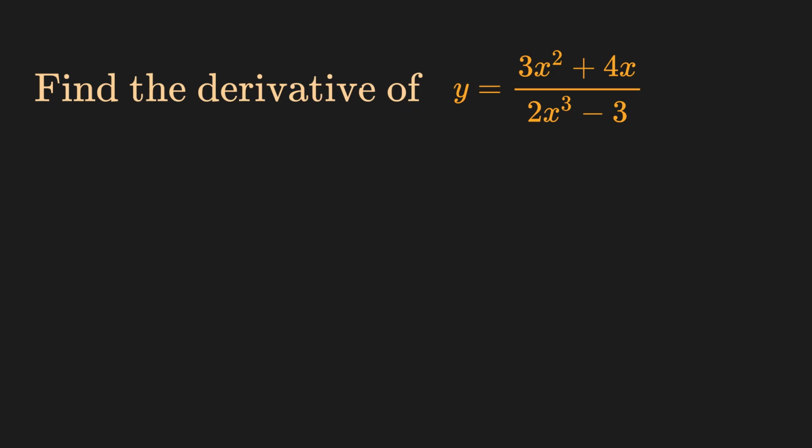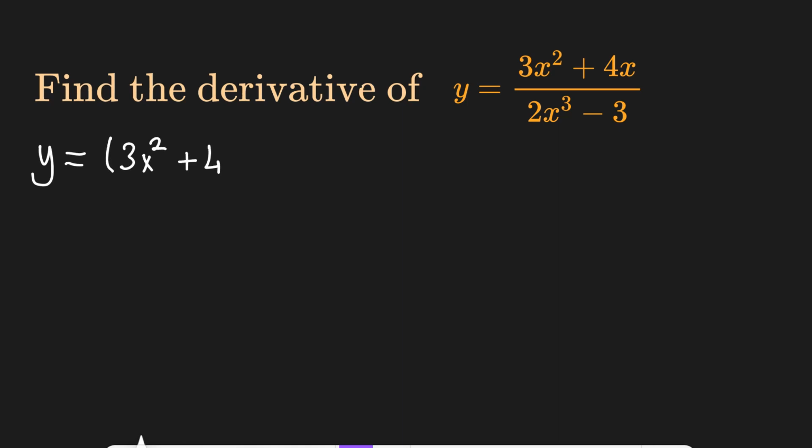Hello folks, today we are gonna find the derivative of a rational function y equals 3x squared plus 4x divided by 2x cubed minus 3. Actually, this question can be solved by using product rule. If we rewrite the question with negative exponent like this, you can see easily y is a product of two functions. So we can use product rule for this.